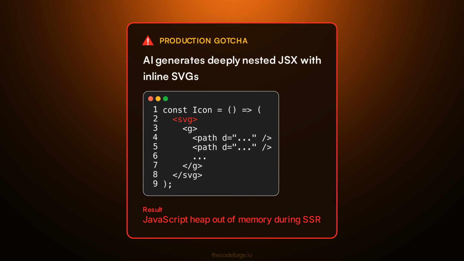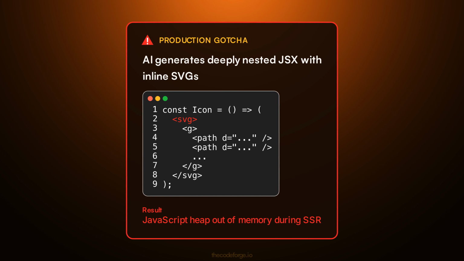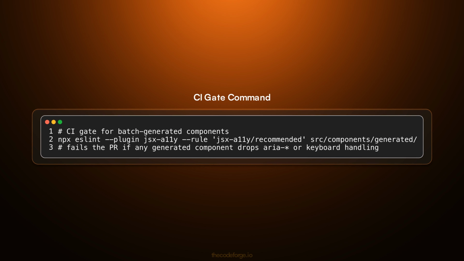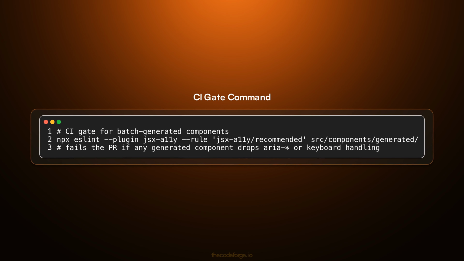AI-generated components can have massive inline SVG strings and deeply nested JSX, causing the V8 compiler to choke during SSR. Always extract SVGs to separate files and limit component depth. Add this command to your CI pipeline. It will fail the PR if any generated component drops aria attributes or keyboard handling.